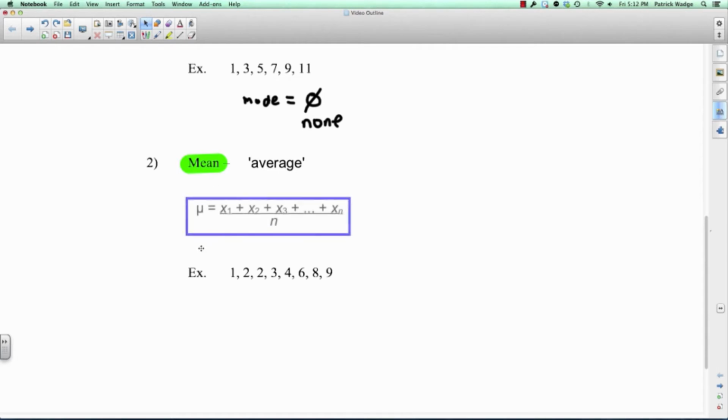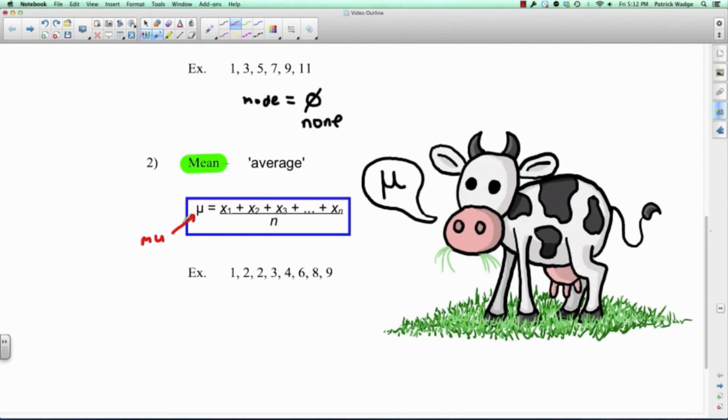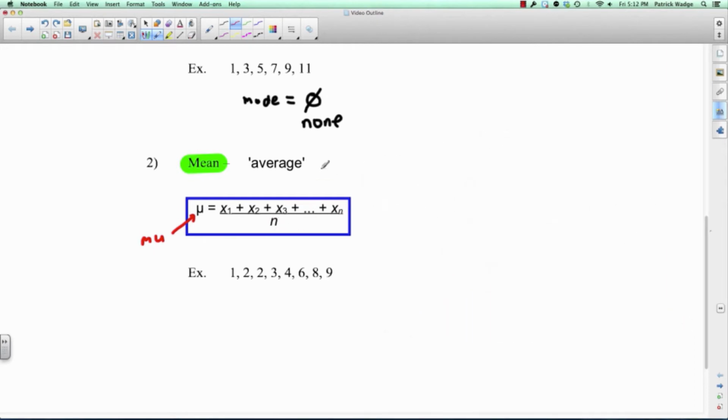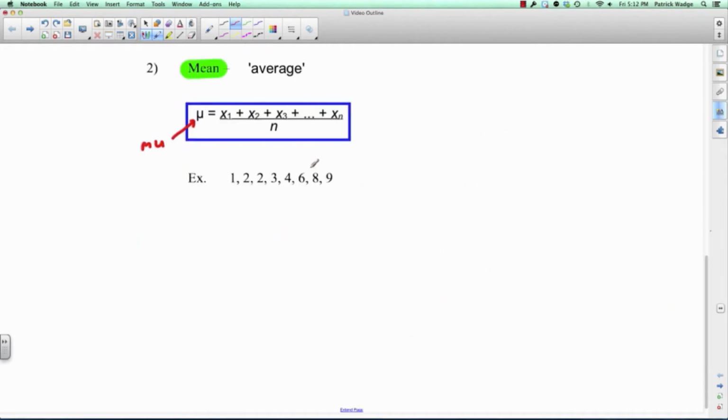Here's the formula. You know what to do. You add them all up and divide by how many there are. So you're probably looking at this formula and you're a little bit confused. First of all, this symbol here is mu, a Greek letter. And what it says is x1, the first term or first piece of data, plus the second piece of data, plus the third piece of data, plus however many there are, up to and including the last one. n is how many there are, and then you divide by n, how many there are. It's just the same old average formula you've always used.